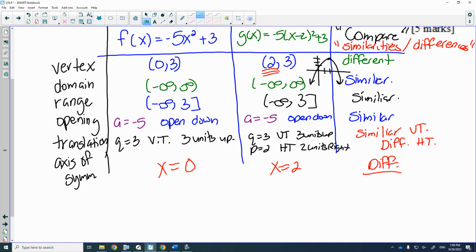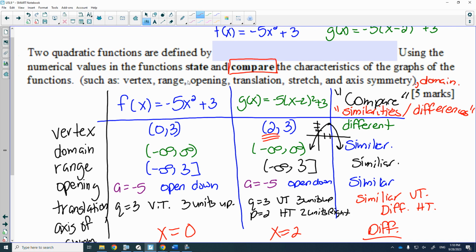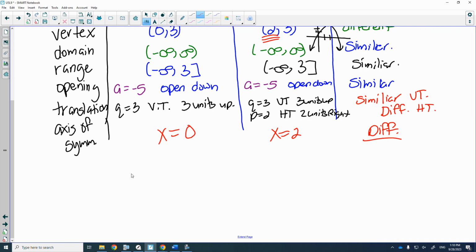Everybody's good for that? It'd be a 5-mark long answer question based on whatever your two functions are. Yes. It will tell you what it wants you to compare. So you compare whatever it lists. Okay. Oh, you know what, sorry, you know what I missed, which is actually important? Stretch, because some of you will get the stretch wrong. So let's write stretch. Okay.